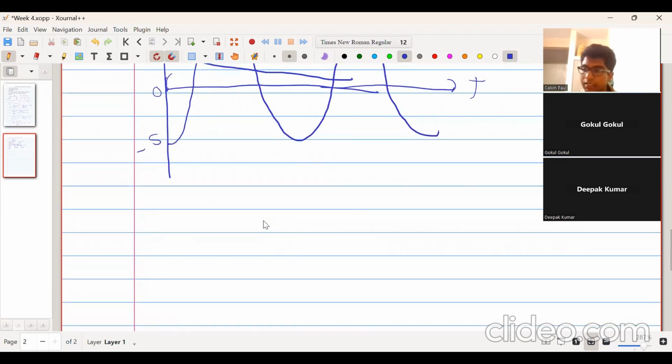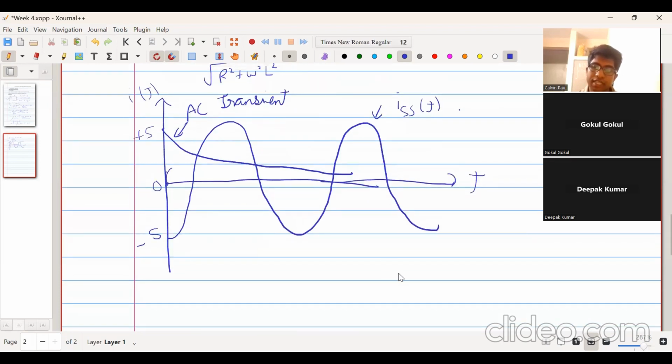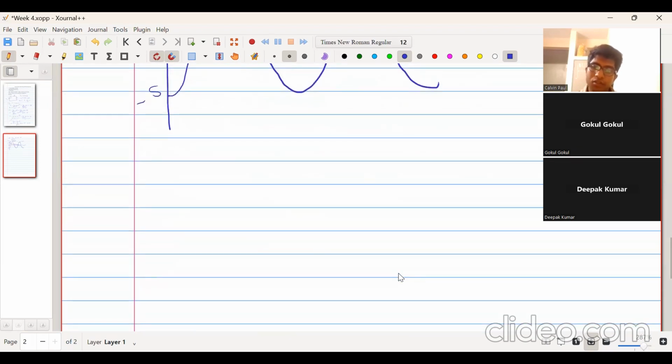Now in this RL circuit, in an inductive circuit, does the current lead or lag? It lags, right? So even in this circuit, the current is lagging the voltage. So now let us draw a phasor diagram.